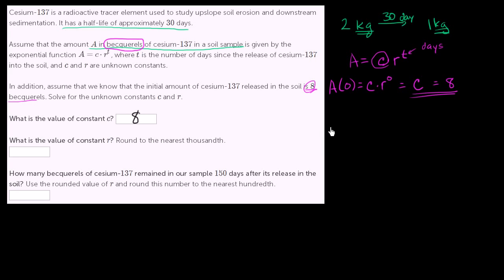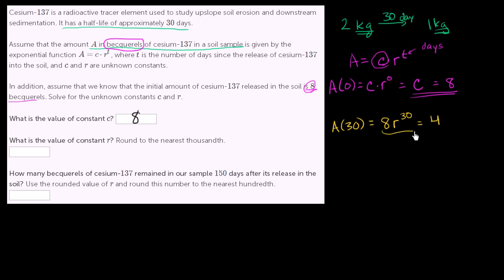So A of 30. Remember, T is in days. So after 30 days, if I want to use the formula right over here, we already know that C is 8. It's going to be 8 times R to the 30th power, which is going to be equal to what? Well, if we started with 8, 30 days later we're going to have half as much. We're going to have 4 becquerels.